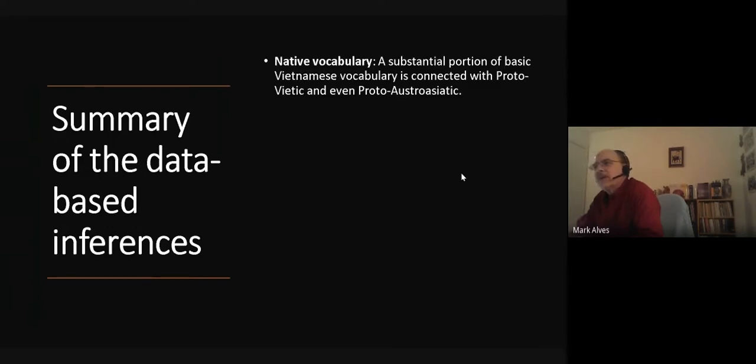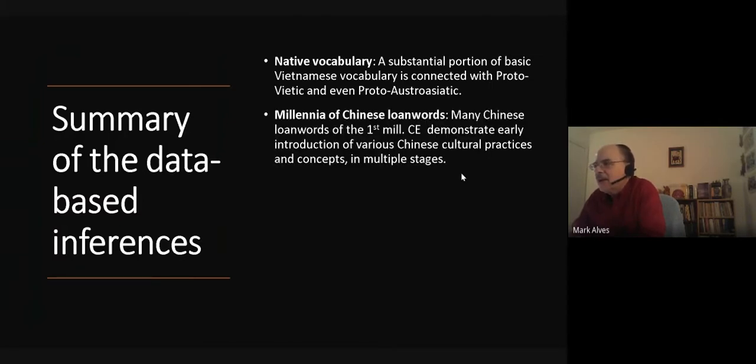Okay, so summary of the data-based inferences. Native vocabulary: a substantial portion of basic Vietnamese vocabulary is connected with Proto-Vietic and even Proto-Austroasiatic. Millennia of Chinese loanwords: many Chinese loanwords of the first millennium CE demonstrate early introduction of various Chinese cultural practices and concepts in multiple stages. Good.